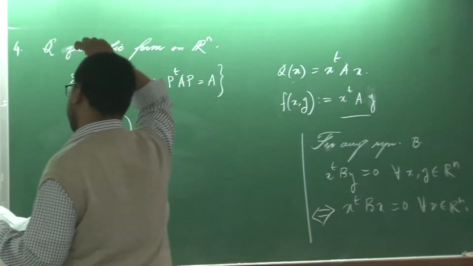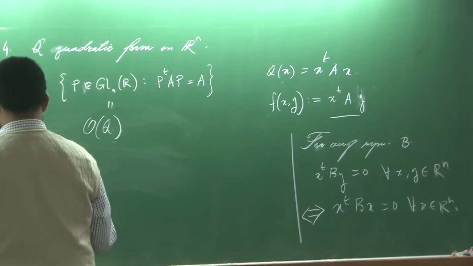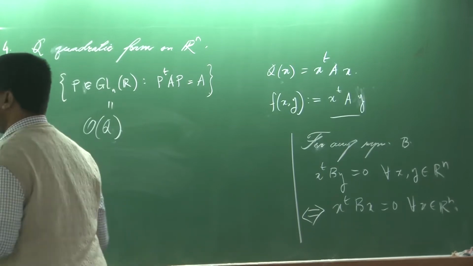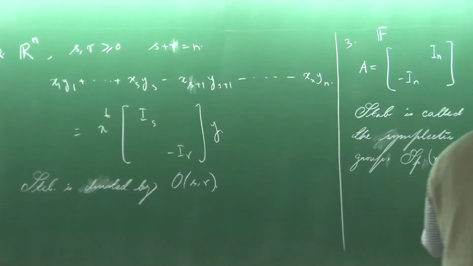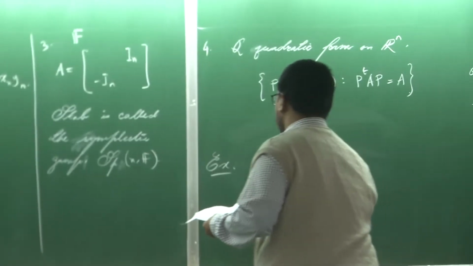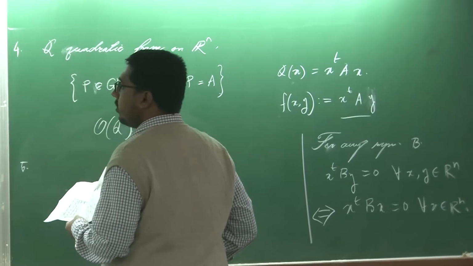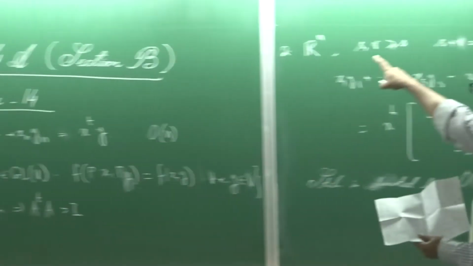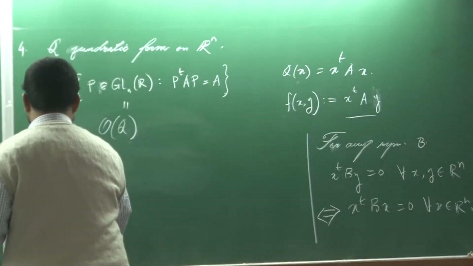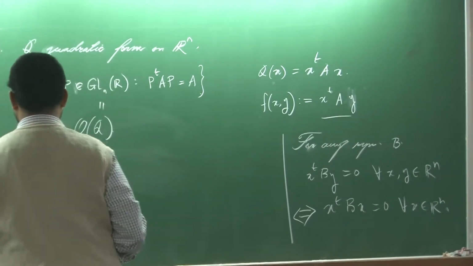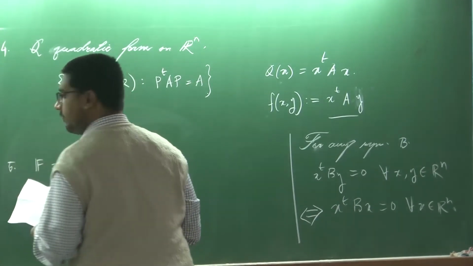Maybe I should leave this as an exercise to you, because we have talked about general orthogonal groups and all this. Before that, maybe I should do another example. So the fifth example is: here the vector space was Rn, over any F. Now let us take F equal to C.